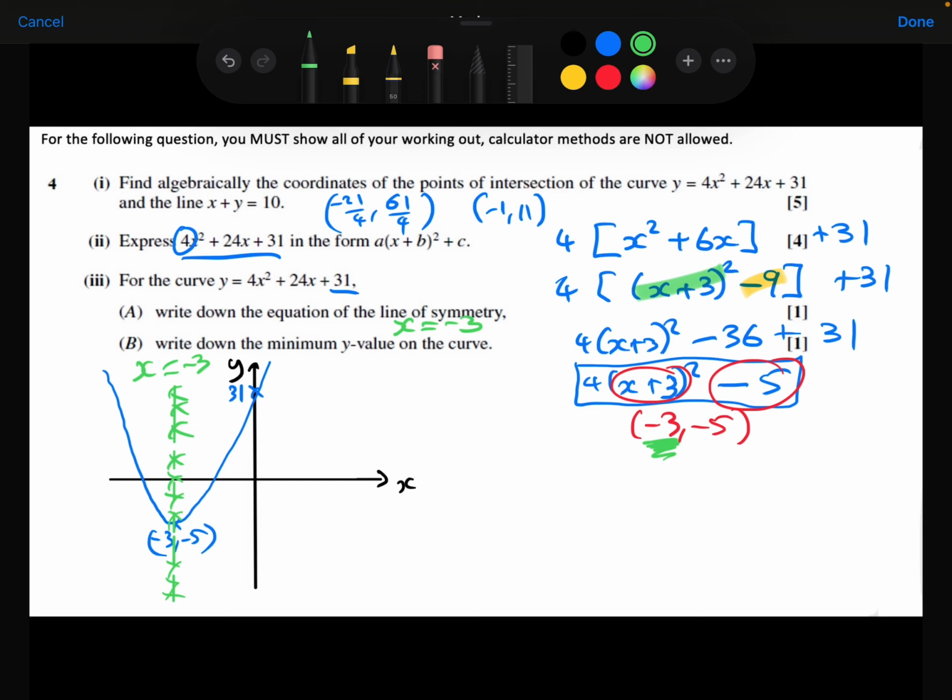Part B, write down the minimum y value of the curve. Well, we can see that the smallest the y value can be is minus 5.